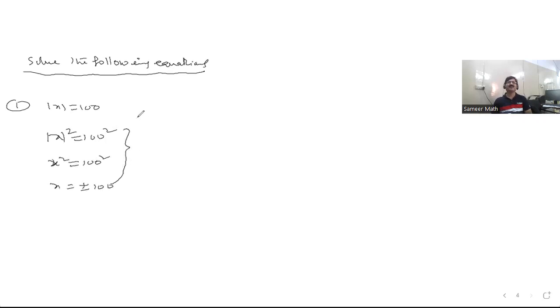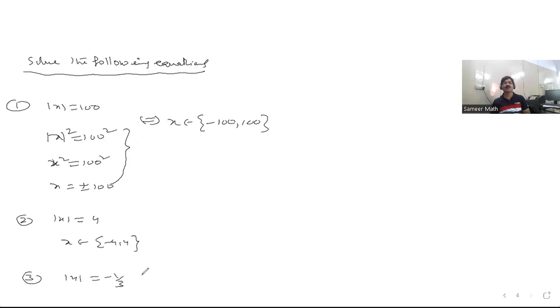Rather than writing like this, what I want to suggest you, because it is a positive quantity, simply directly you can write x belongs to minus 100 and 100. Easy? Yes, easy, sir. Suppose if I write here mod x is equal to 4, what is your answer? x belongs to what, Nana? Minus 4 and 4. Directly you can write, chalega, rather than going for that. Suppose if I write like this, mod x is equal to minus 1 by 3, what? Not possible.